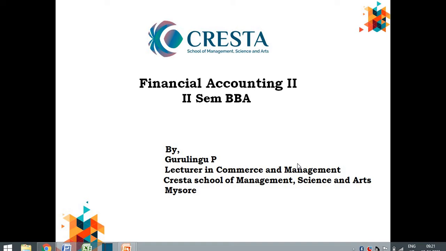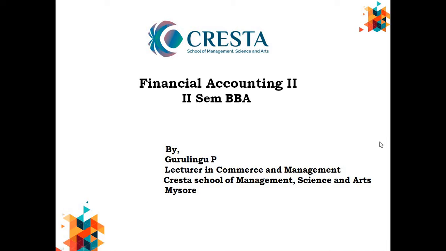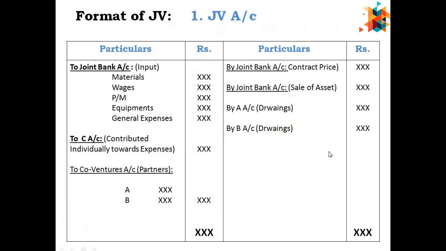Now it's time to solve a problem. Before that, let us have a bird's eye view of the format. I have already explained in detail in part 1 video of the same concept. Let us see the format once. Here is the format. This is account number 1, that is joint venture. On the left side, you are supposed to take all the inputs and individual contribution. Only 2 items will appear on that side.